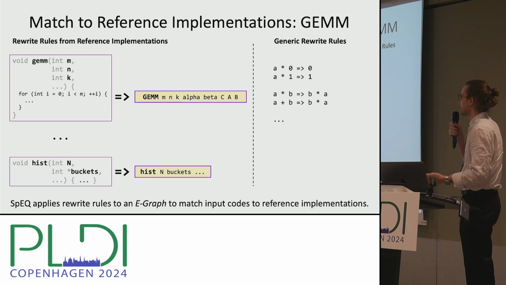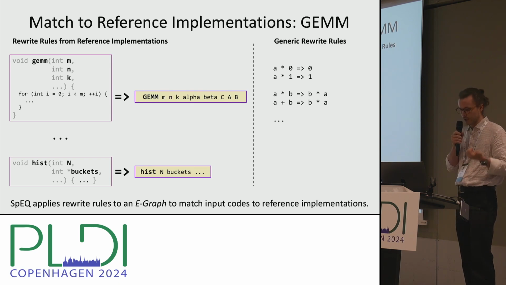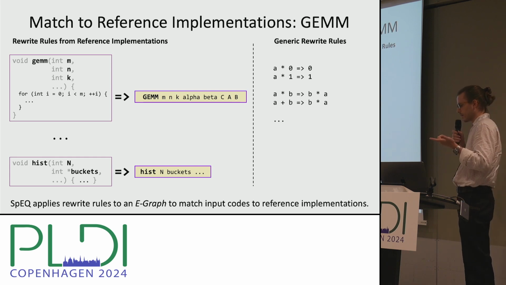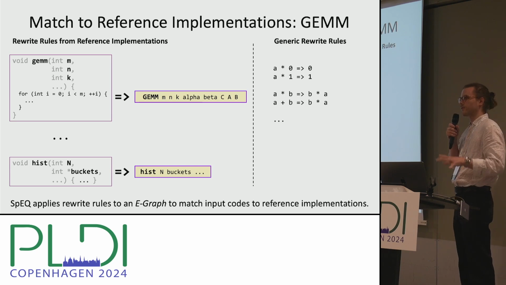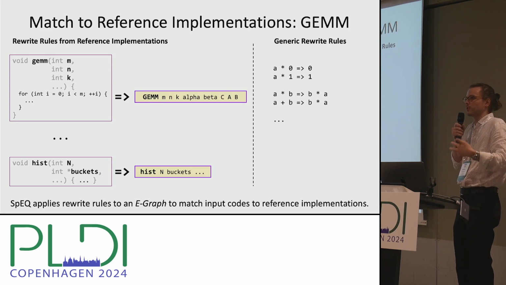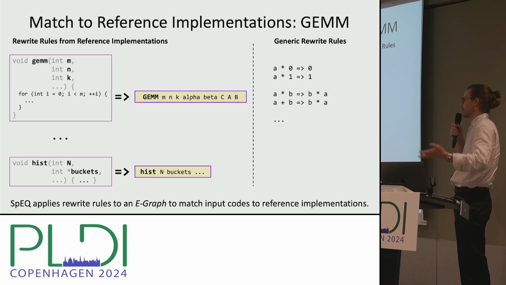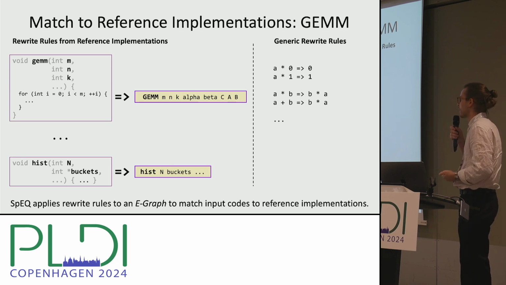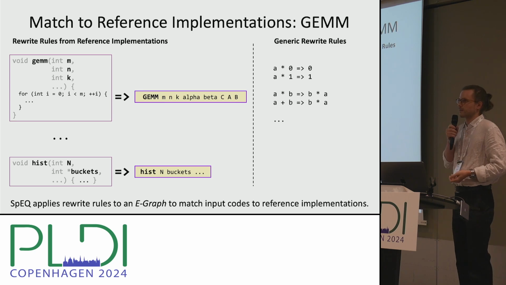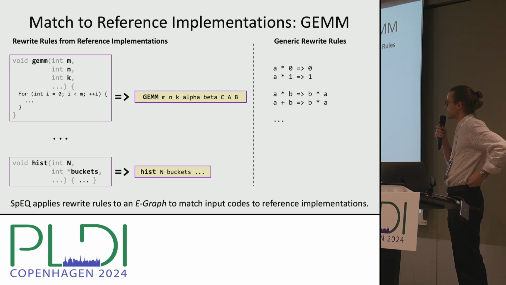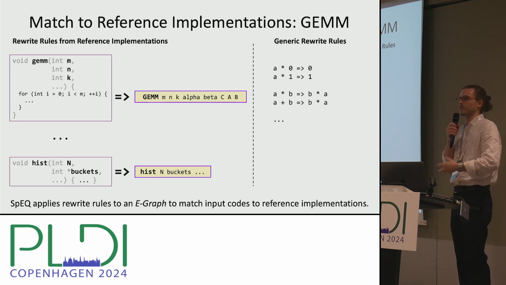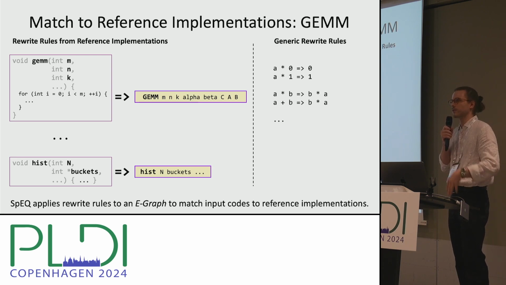In SpEQ right now we have gem, matrix vector multiplication, histogram, and reduction, and all of those reference implementations are just provided in C source code, and you can write them in a straightforward high-level way. For example, the histogram reference is maybe 3 lines. It's just a for loop with one line in the body. So it's very easy to add these reference implementations. You just give a C file.